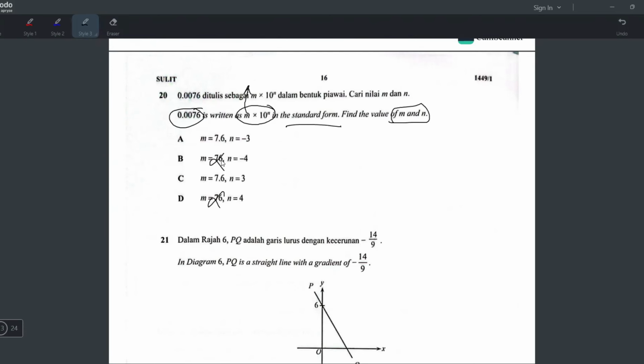76, there's no decimal. That means the decimal is here. And you can see before the decimal there are 2 digits. So if it's like that, that means it's not standard form. Okay, so it's either A or C.